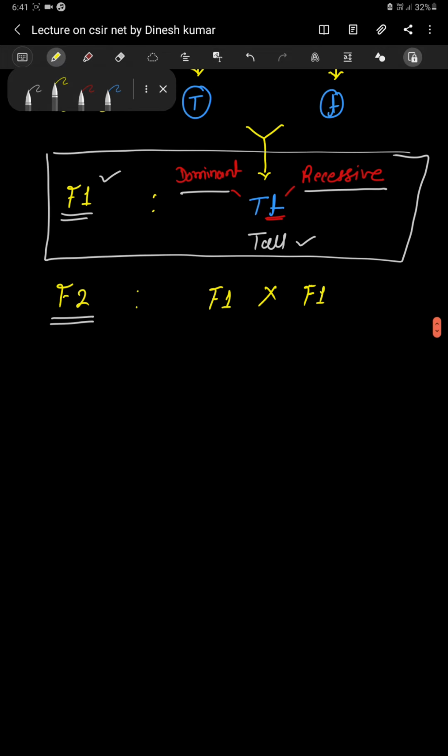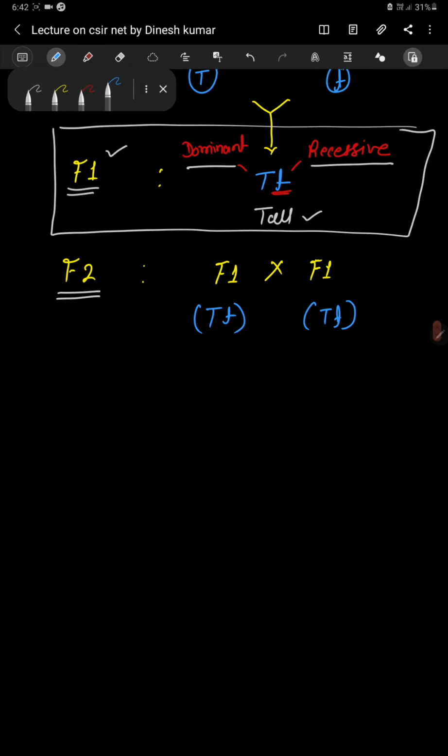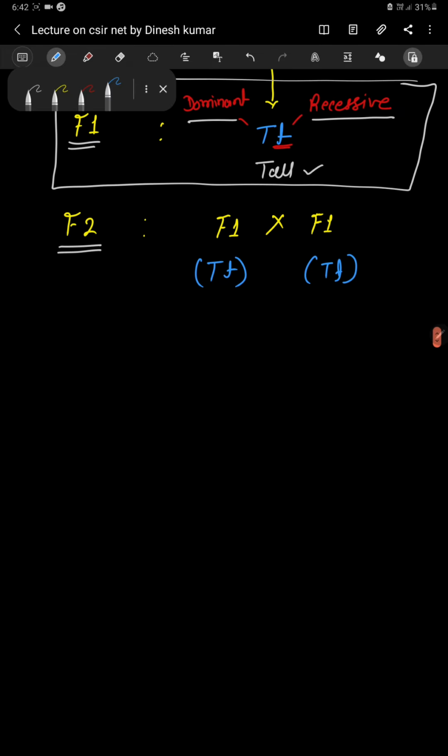Now what characteristics do we have in the F1 generation? We have capital T and small t. Similarly here we also have capital T and small t. Now we are going to use the Punnett square checkerboard. With the help of this board we can find out the F2 generation.